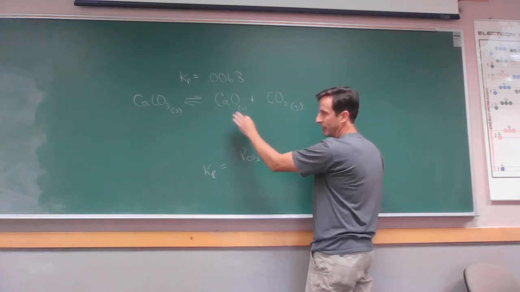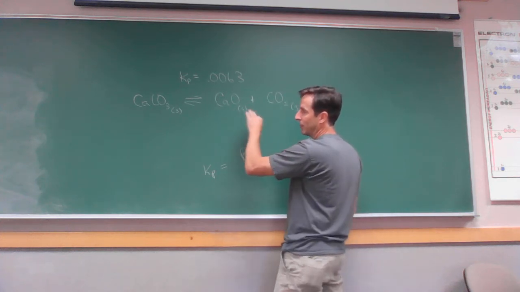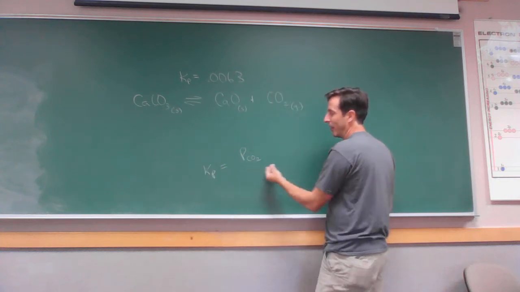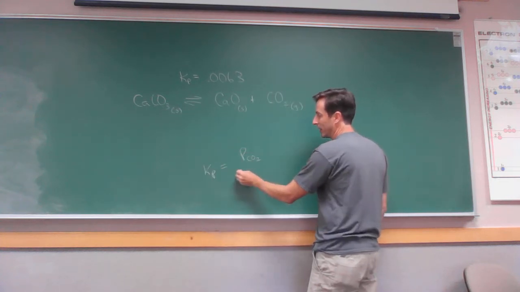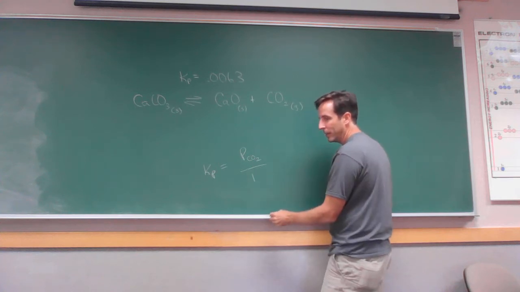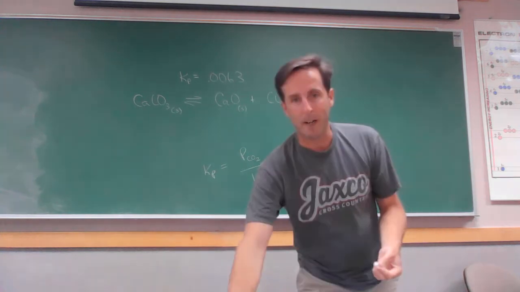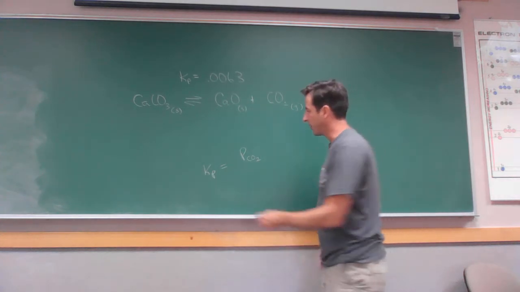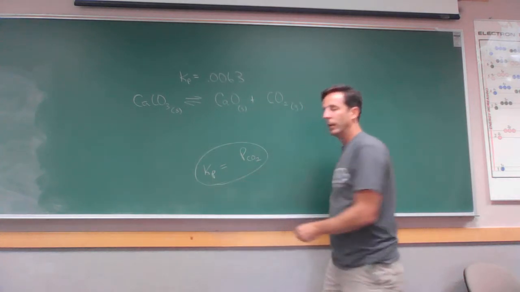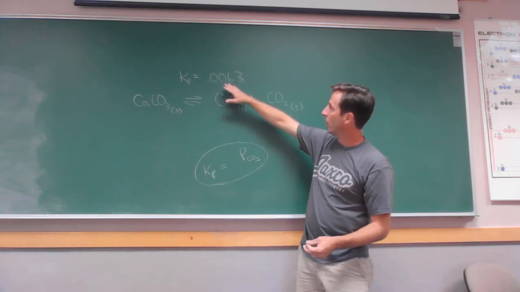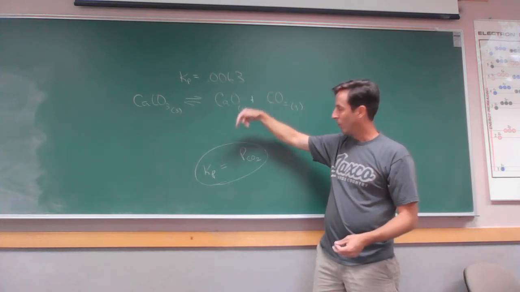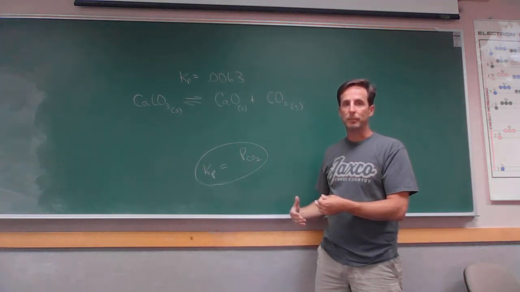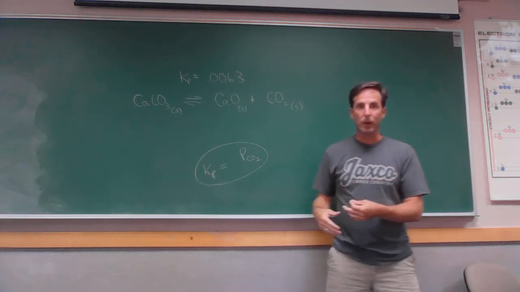The CaO doesn't appear because it's solid, and then I would divide by calcium carbonate, again as a solid. So really there's nothing on the bottom. If you want to, you could say the pressure of CO2 over 1, but in reality, dividing by 1 doesn't matter. So I can just say Kp equals the partial pressure of CO2. And since they gave me the Kp was 0.0063, well, that is the partial pressure of CO2 that I end up with at equilibrium. So that's the answer, 0.0063.